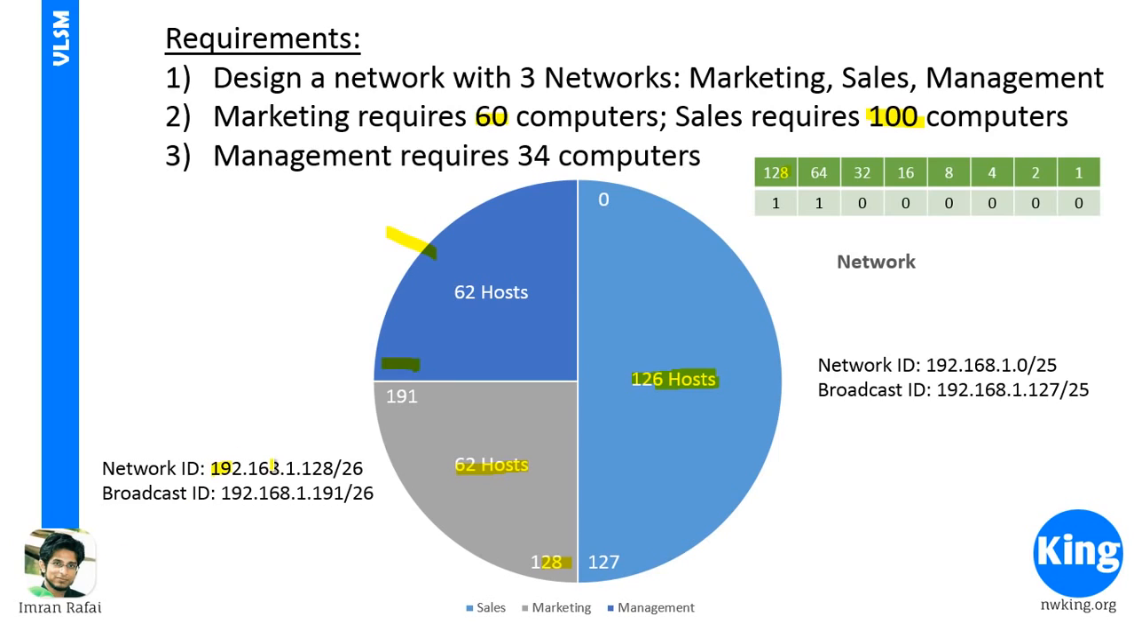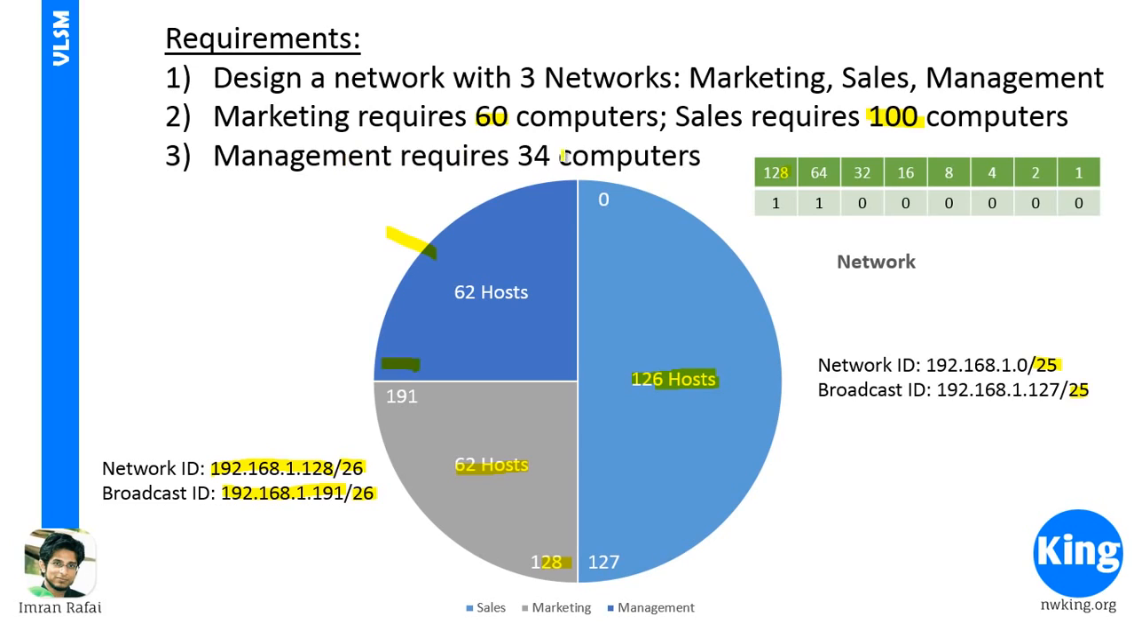So the network ID is 192.168.1.128 and the broadcast ID is 192.168.1.191. But remember, here it was /25, but in the marketing department it is going to be /26. Next, we go to the management department.